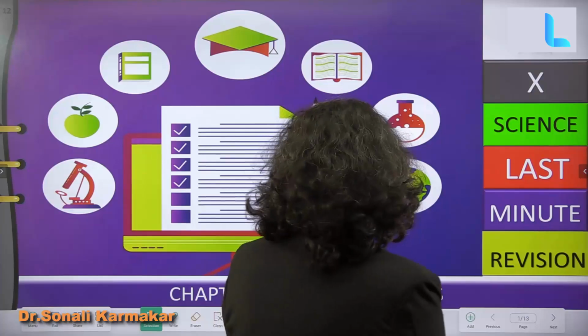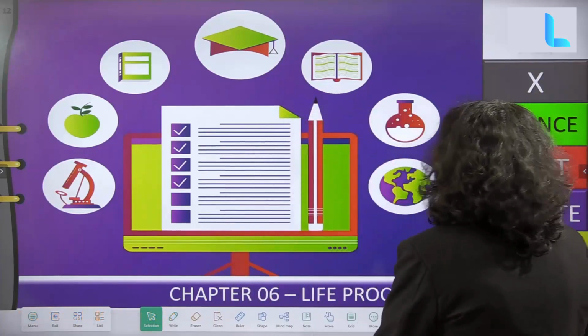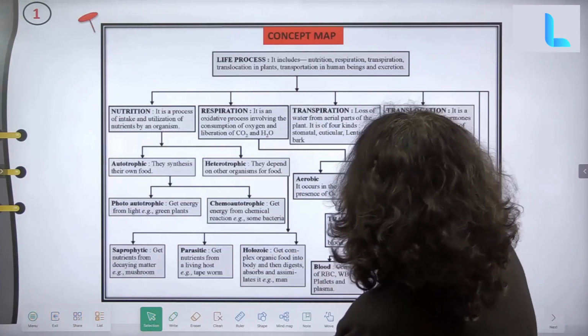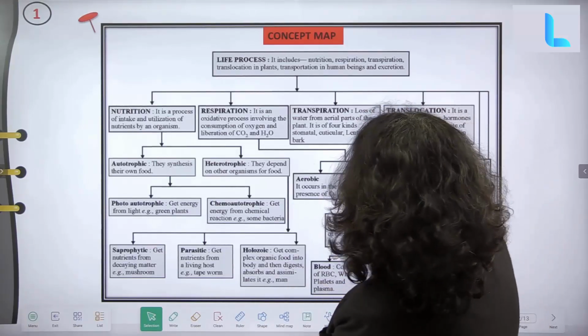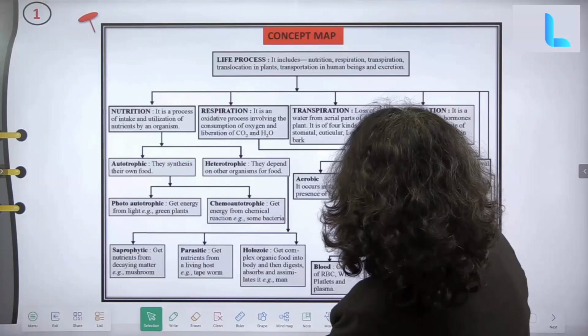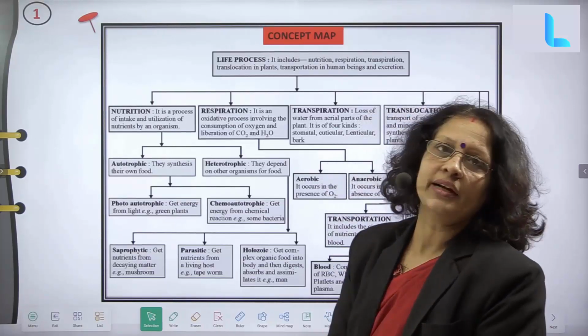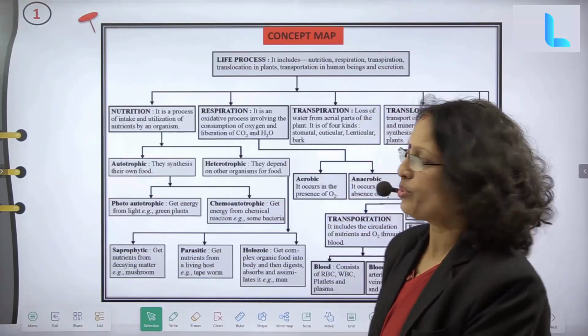For class 10 science, we have a chapter named Life Processes. So let us see here. Life processes include nutrition, respiration, transpiration, translocation in plants, transportation in human beings, and excretion. All living beings have life processes.